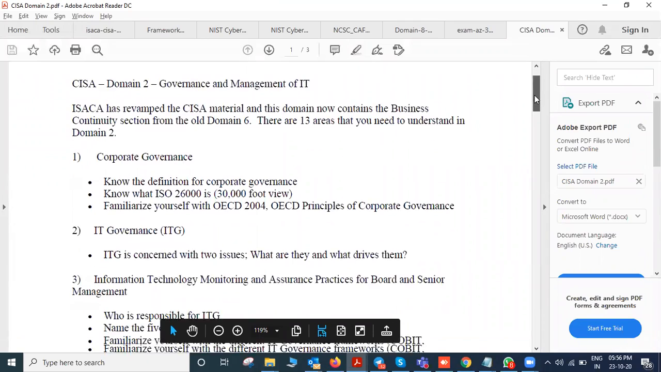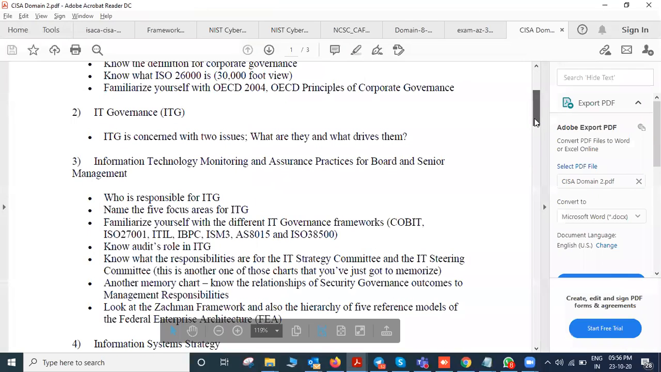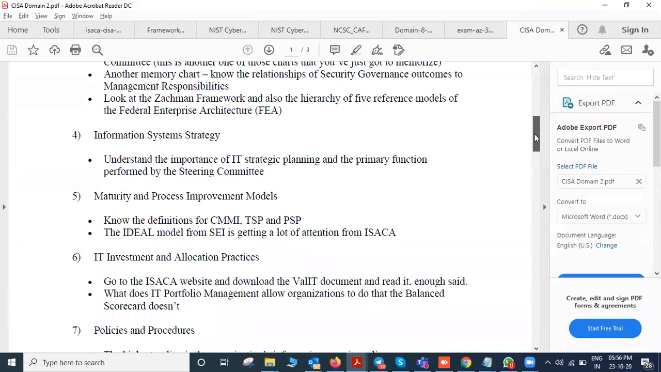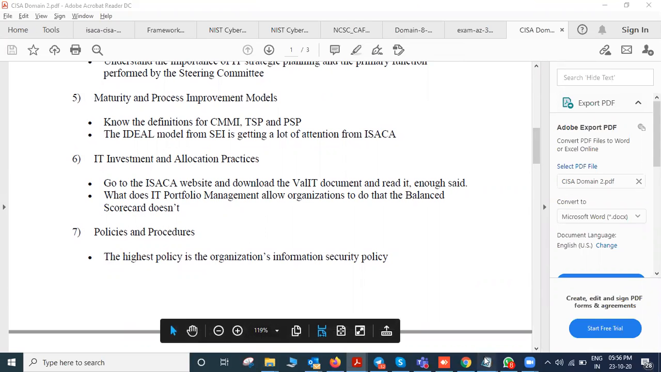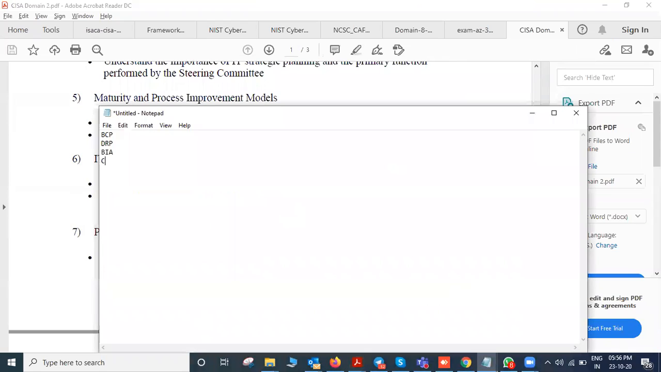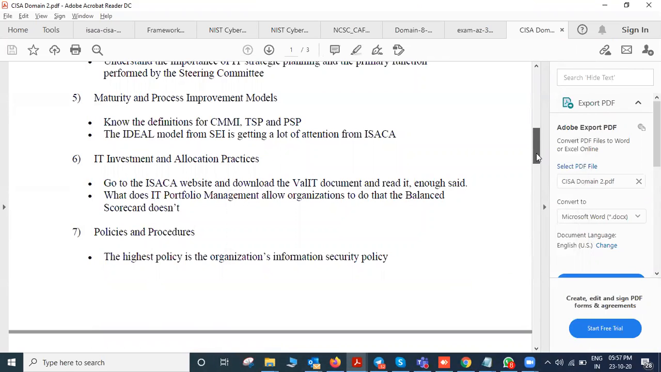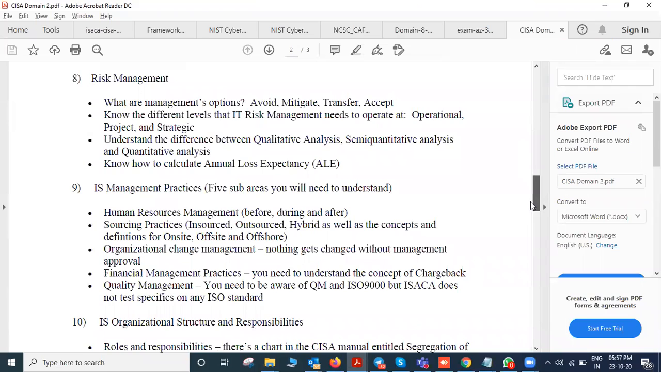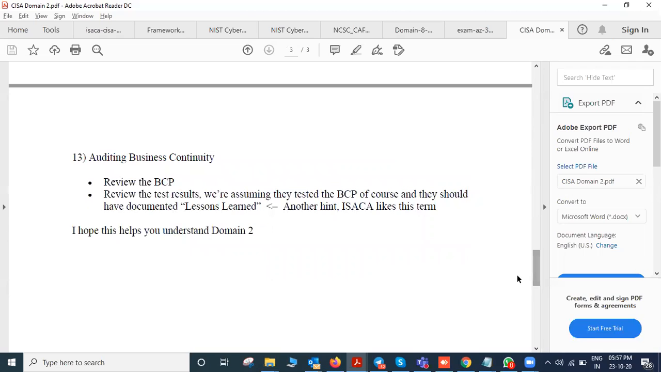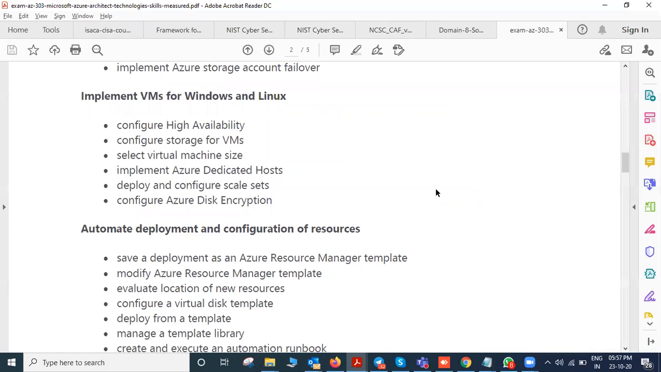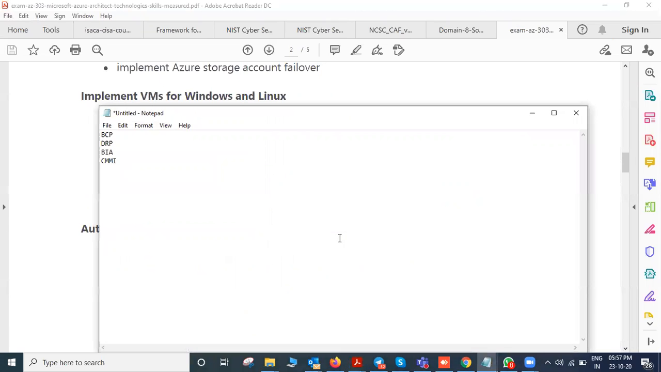So IT governance, corporate governance. We're talking about some IT governance, also ITG, information system strategies, maturity. We're talking about policies, procedures, risk management, IT management practices, responsible IT governance. So this is all there.